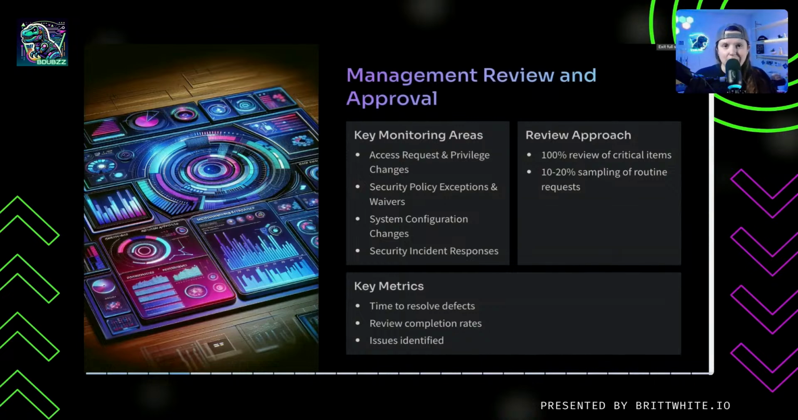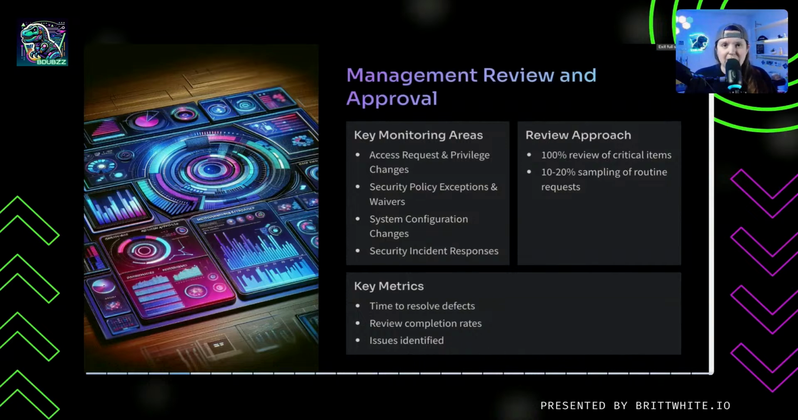Anytime someone changes how our systems are set up, we need to know about it and make sure it's properly authorized. Finally, we review critical security incident responses to learn from previous issues and make sure that our responses were appropriate and effective. We track key metrics, such as time to resolve defects, percentage of reviews completed on schedule, and number of issues identified through reviews. For example, if a review reveals that it takes 2 weeks to fix a misconfigured firewall rule, we can streamline that process to just a few days.